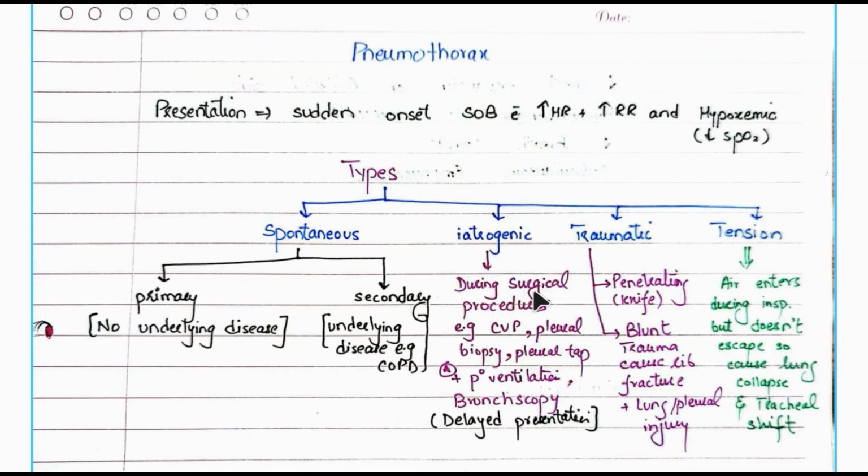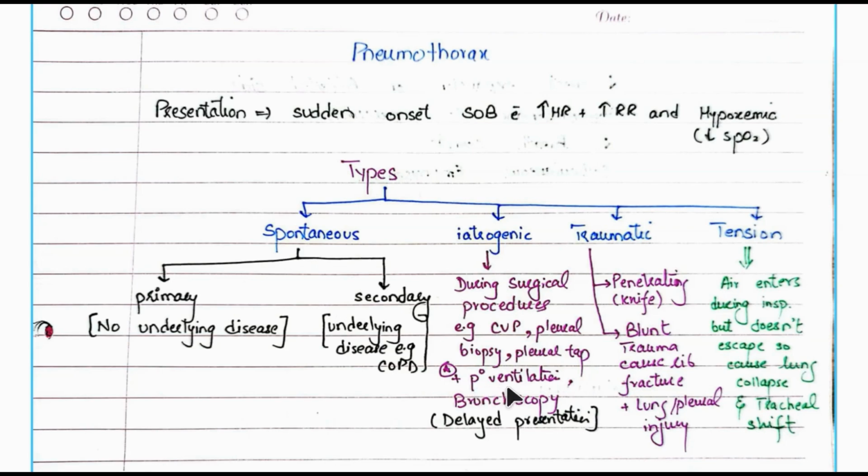Similarly, if pneumothorax happens during any surgical procedure, it will be named iatrogenic. It can occur when passing a CVP line, taking a pleural biopsy, performing a pleural tap, or in an ICU patient who is on positive pressure ventilation, who is at high risk.